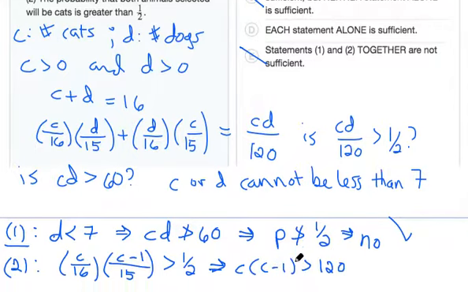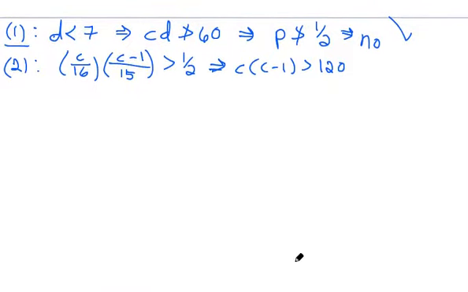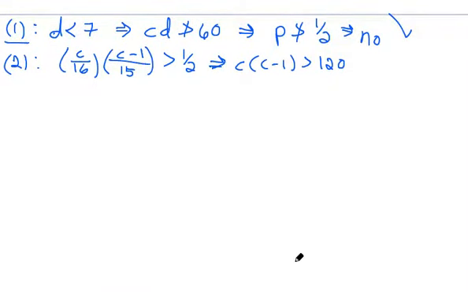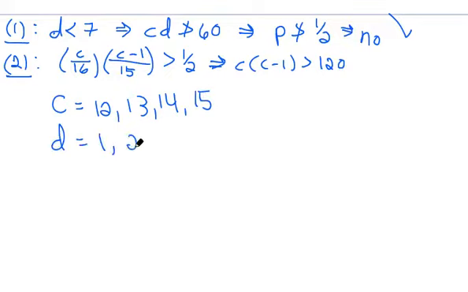For this to be true, C must be 12, 13, 14, or 15. So it follows that D must be 1, 2, 3, or 4.